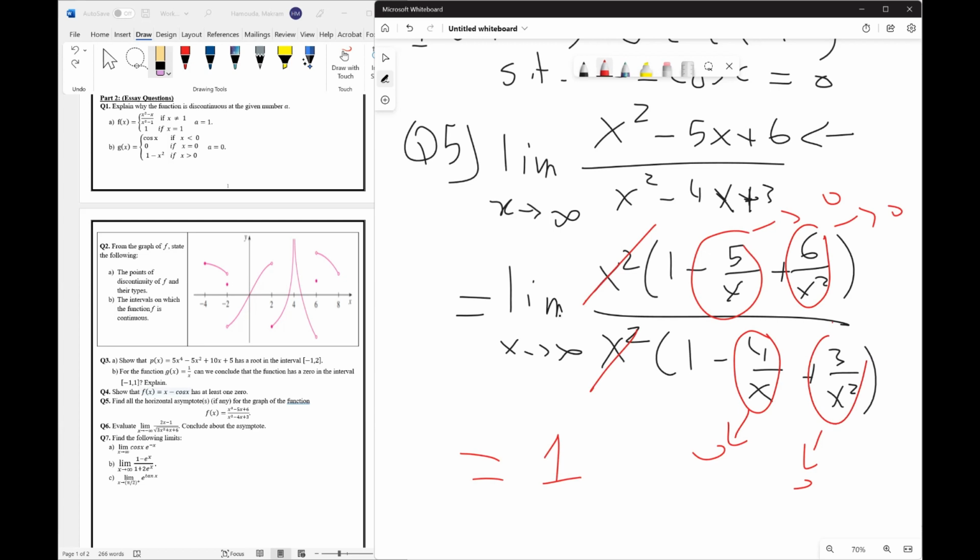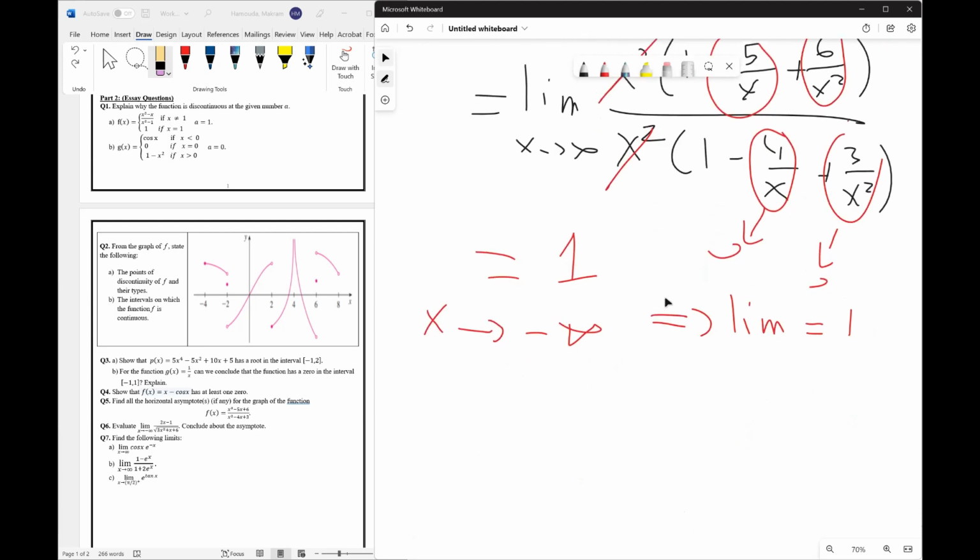Normally, we need to compute also the limit as x approaches minus infinity. But here the computation is the same, so the limit is equal to 1. So my conclusion is that y equal to 1 is a horizontal asymptote. That's the only horizontal asymptote here. So y equal to 1 is a horizontal asymptote.